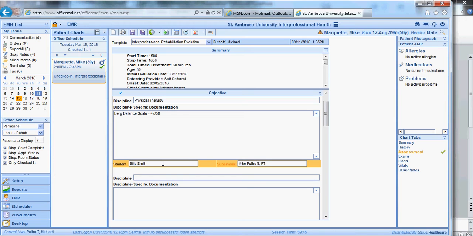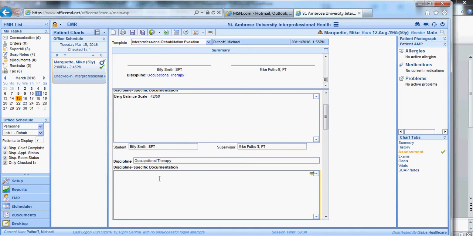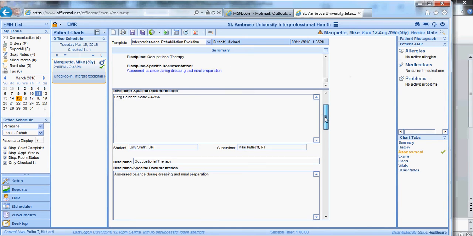And it's important that we put initials and professional designation, if we can, after this. Billy should be an SPT, a student physical therapist. But down here, occupational therapy, and then the OT would write their note. So you can see it might be something that the OT would write specific to that.